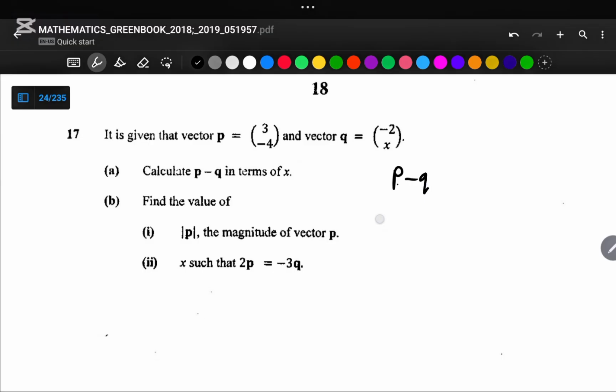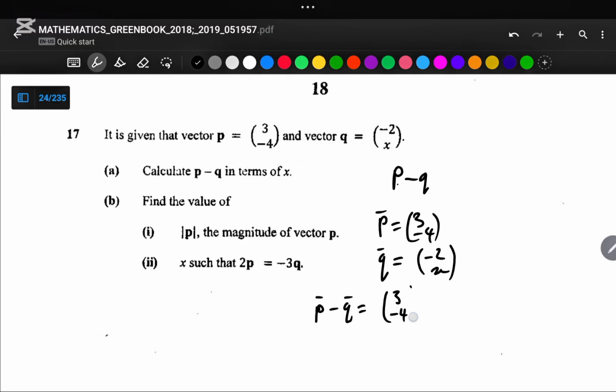So vector p is (3, -4), and vector q is (-2, x). Okay, so vector p minus vector q is equal to (3, -4) minus (-2, x). So 3 minus -2 gives us 5, and -4 minus x gives us -4 minus x, in terms of x. So this is our final answer required in terms of x.